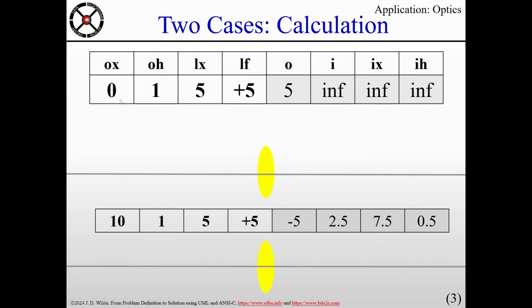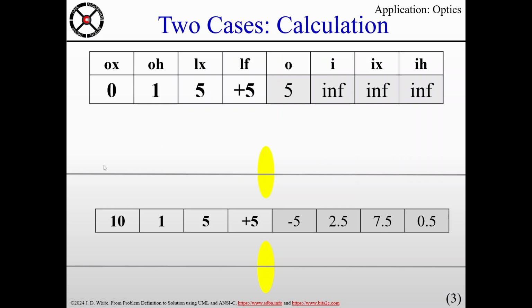So I've done my calculation. The columns are Ox, Oh, Lx, Lf. In the first case, the object position is 5 and I get infinity, infinity, infinity. In the other case, 10, 1, 5, 5, 2.5, 7.5, and 0.5. So in the first calculation, I got infinity. In the second calculation, I have some numbers.